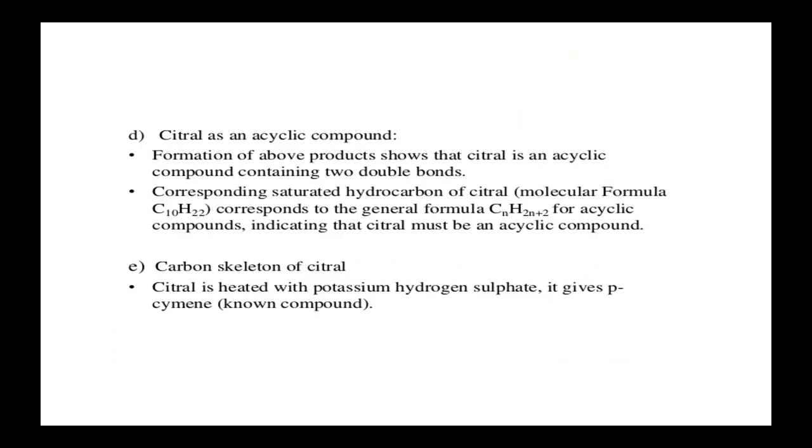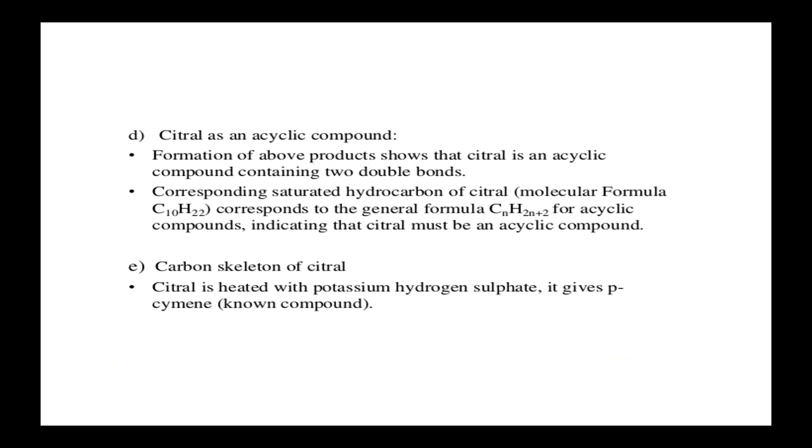Citral is an acyclic compound. How is it confirmed? The formation of the above products shows that citral is an acyclic compound containing two double bonds. The corresponding saturated hydrocarbon of citral has the molecular formula C10H22, which corresponds to the general formula CnH2n+2 for acyclic compounds, indicating that citral must be an acyclic compound. So this is the main confirmation for an acyclic compound.